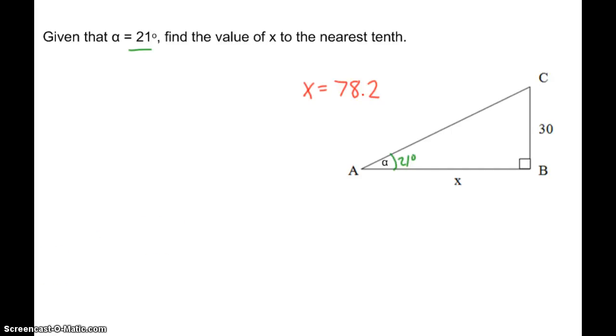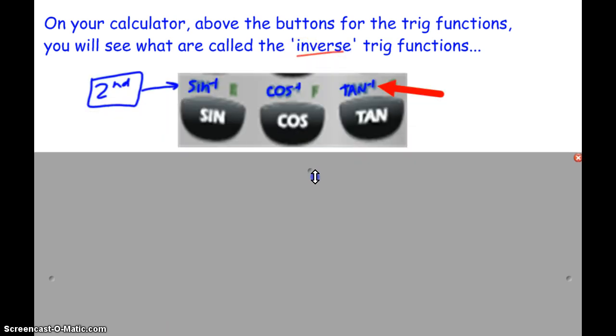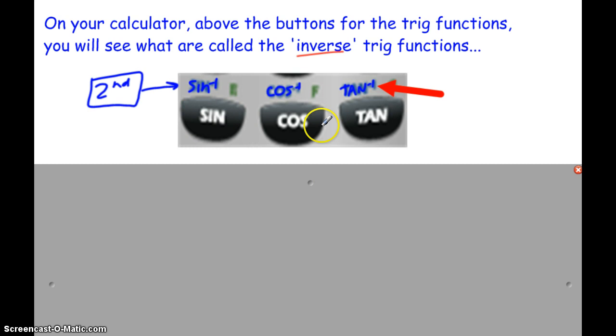So then the question is, can I find the angle? And the answer is yes, we can find the angle. On our calculator, we have to use another set of buttons to find the angles. These are called our inverse trig functions. Those inverse trig functions are found right above your sine, cosine, and tangent buttons, right up here with the little sine to the -1, cosine to the -1, tangent to the -1. Those are your inverse trig functions.